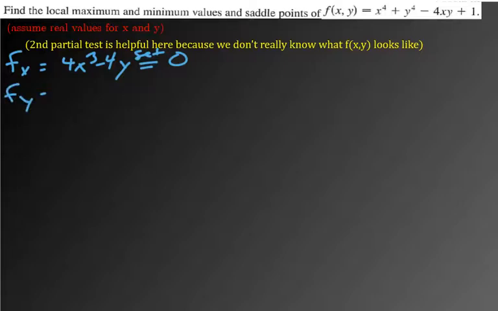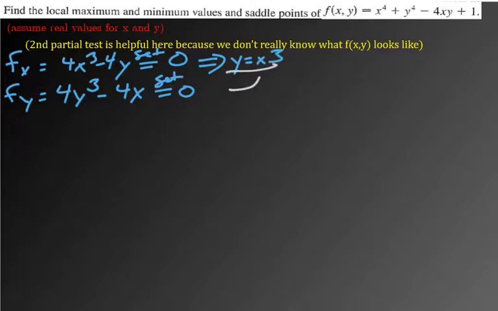We also need f with respect to y. So this is going to be 4y cubed minus 4x this time. We're going to set that equal to 0. From the first one, you could divide out by 4 and then move the y, so y equals x cubed.